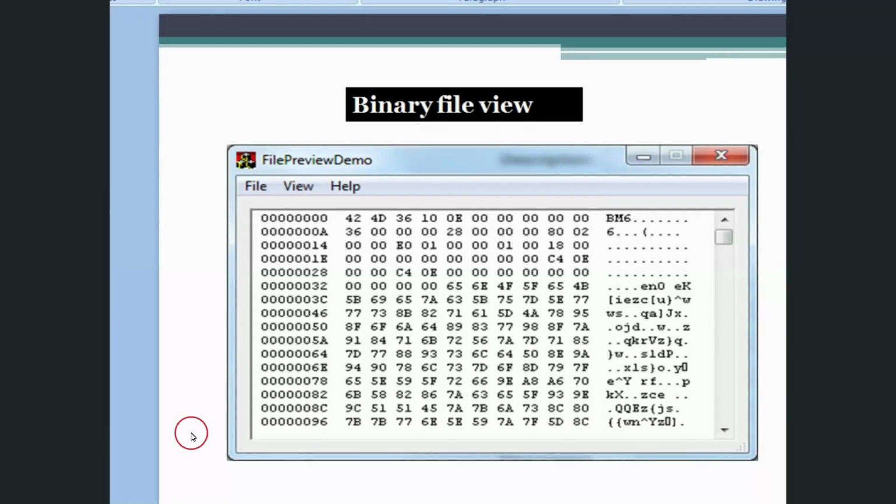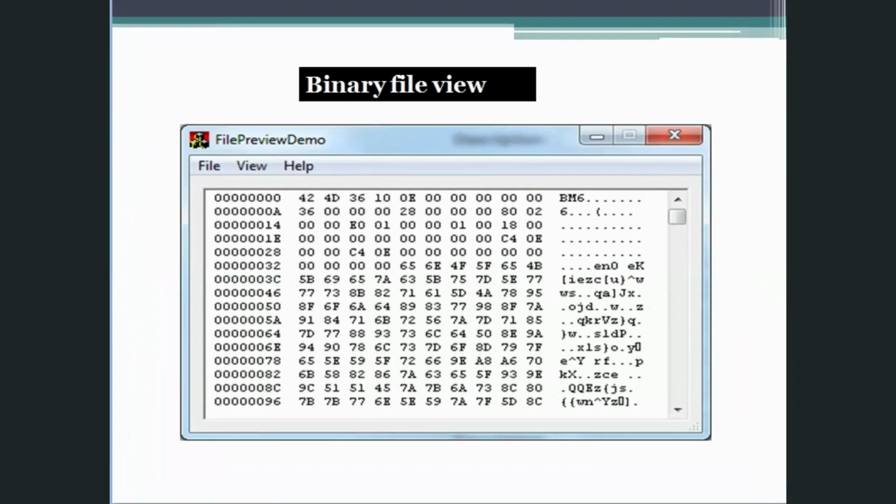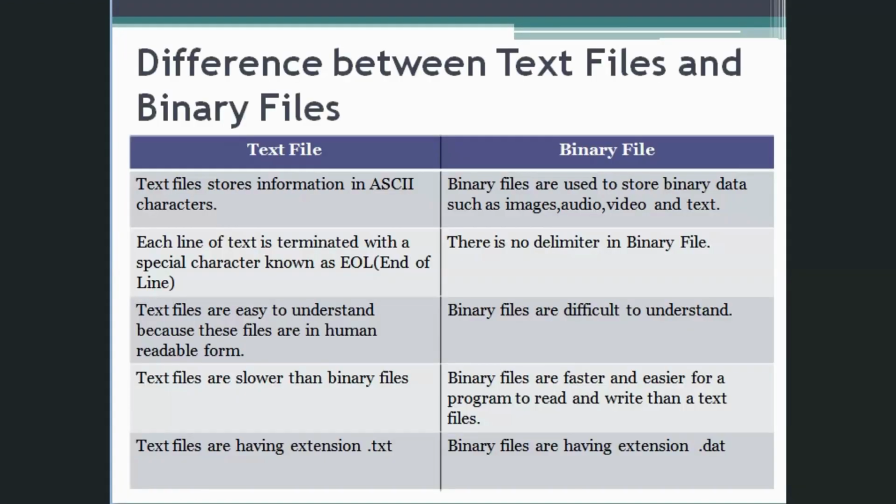Okay. Hope you all are understanding what is meant by a text file and what a binary file means. The next is the difference between the text files and the binary files. The first point is the text file stores the information in ASCII characters or Unicode characters, and a binary file is used to store binary data such as images, audio, video and text. The second point is each line of the text is terminated with a special character known as end of line, EOL. But in a binary file there is no need of any end of line character. That means there is no need of a delimiter in a binary file.